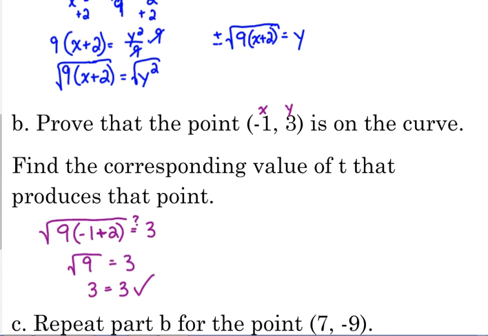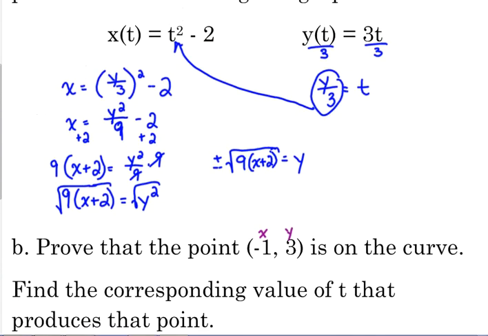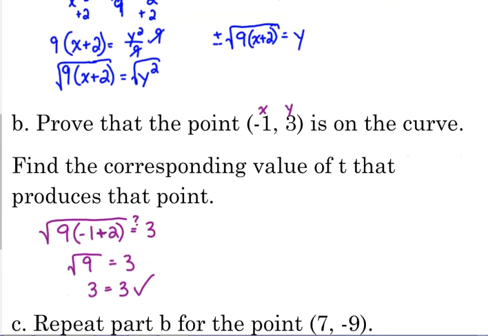Now, to find the corresponding value of t that produces that point, we've got to set our parametric equations equal to the x value and the y value, respectively. Obviously, the y equation is easier to solve here. We just need to divide both sides by 3. So we get 1 is equal to t.